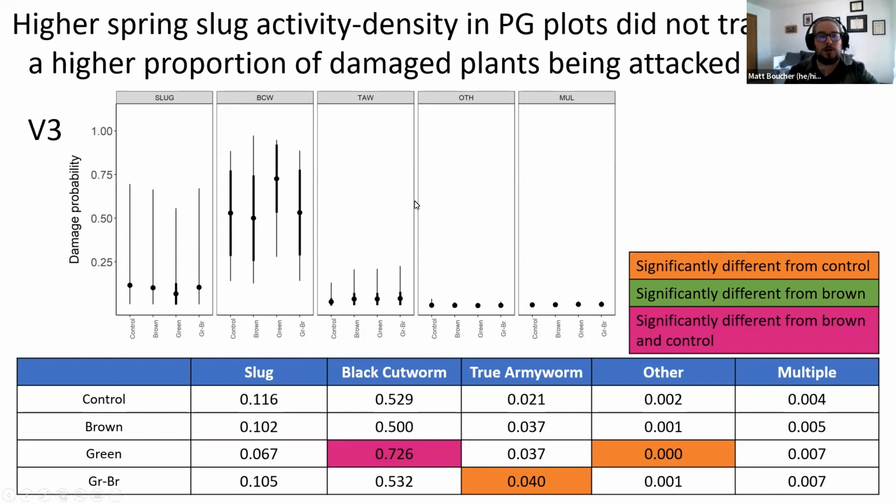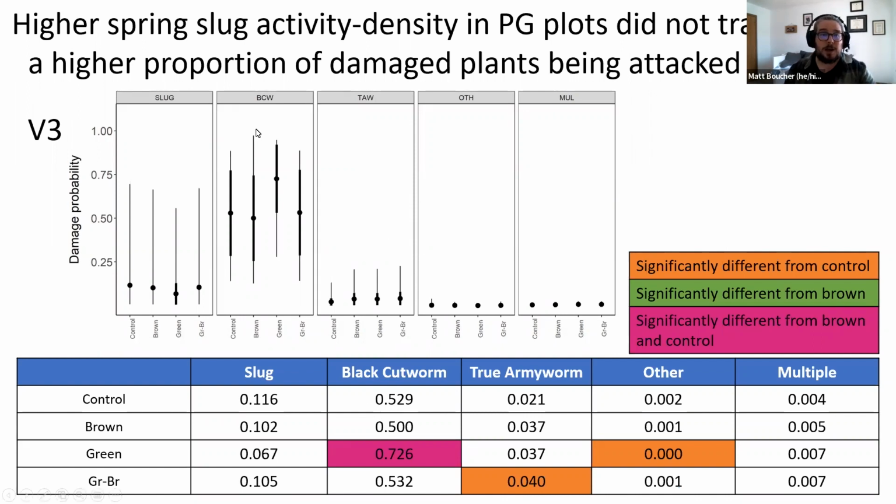What you see in this figure is damage probability on your Y. Your X is your treatments again. Then you've got slugs, black cutworm, true armyworm, and other, so different pests that attacked, and then plants that were attacked by multiple pests. As you can see across the board in the overall models, there were not a lot of other pests involved. These were sporadic and varied by state. I haven't gotten down to that resolution of state yet. I thought this was a really interesting data point, and I wanted to bring it up and show the initial findings here.